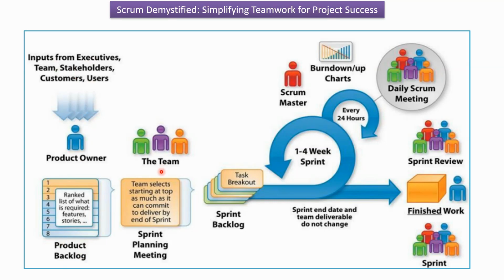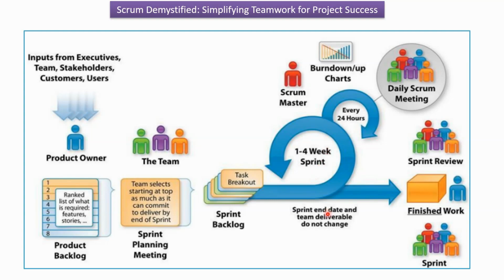Here you can see the team, and the team conducts a sprint planning meeting. In the sprint planning meeting, the team selects 2 or 3 top priority functionalities or features from the product backlog that can be completed and delivered by the end of the sprint. The team also breaks down each functionality or feature into smaller tasks, and the tasks will be assigned to each person in the team, and that is maintained in the sprint backlog. The sprint duration will be 1 to 4 weeks.